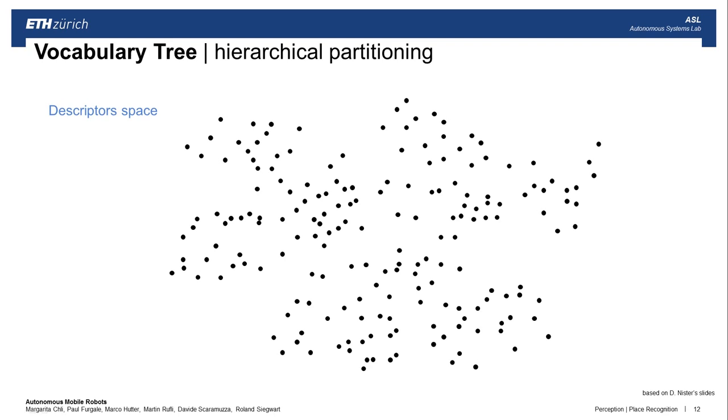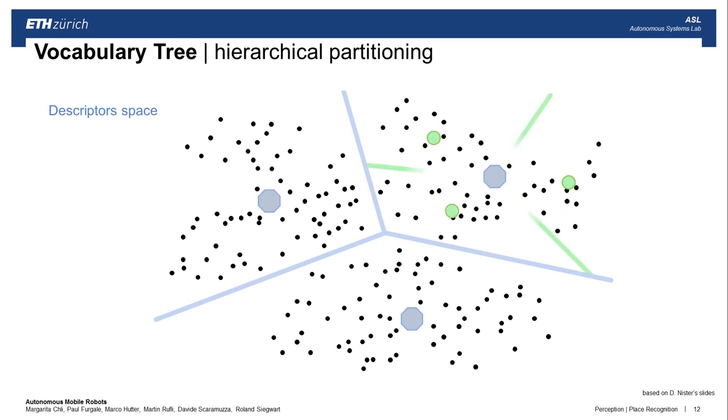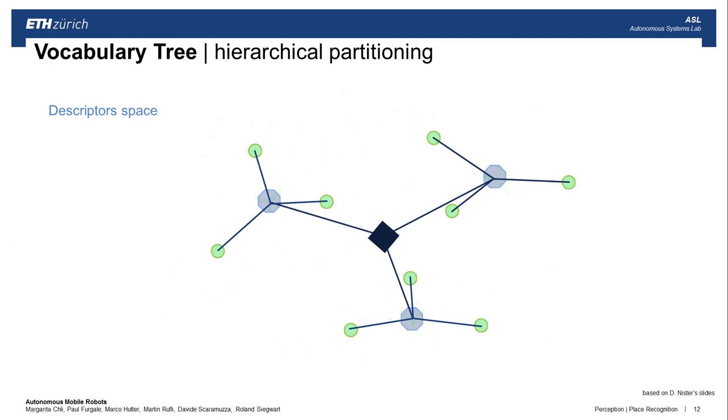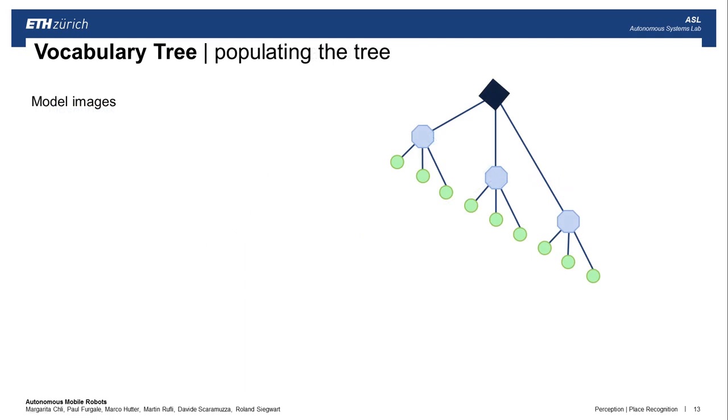Now, in order to start creating clusters in this descriptor space, we proceed by hierarchically partitioning this big space into smaller clusters via k-means clustering, for example. And then you can see how this structure forms what we call the vocabulary tree. So starting from smaller clusters of descriptors to bigger clusters of descriptors.